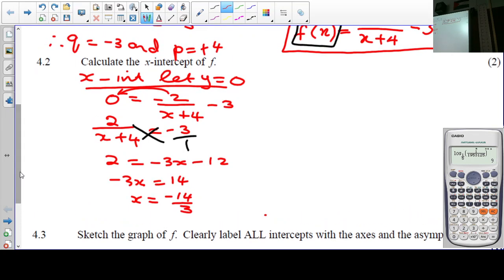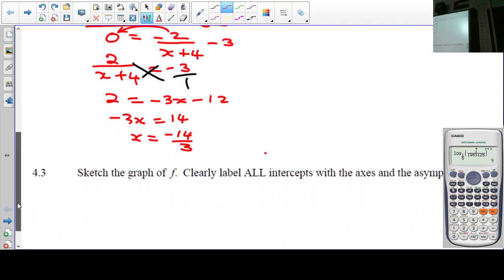They ask you for the x intercept of f. What difference would I have made to your answer if the question was calculate the coordinates of the x intercept? Let's put it in the coordinate form, which is negative 14 over 3 and 0. But it wasn't asked for in that form, so you won't be penalized if you don't give it in that form. You understand the difference? Okay.